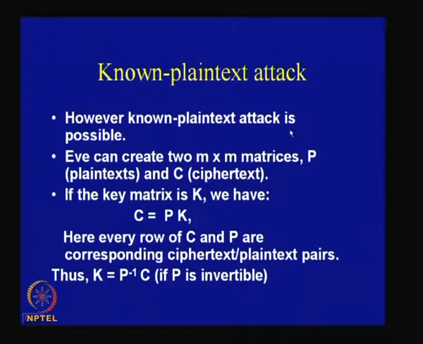However, a known plain text attack can easily work. In this case you can create two m cross m matrices, one for the plain text and one for the ciphertext. If the key matrix is denoted by K, then you can represent it as C is equal to P into K, where every row of C and P is a corresponding ciphertext and plain text pair. Therefore you can obtain K, if the plain text matrix is invertible, simply by multiplying P inverse with C.